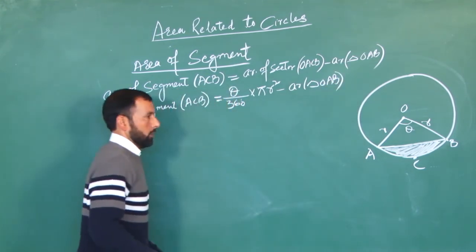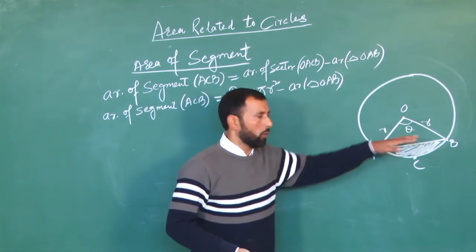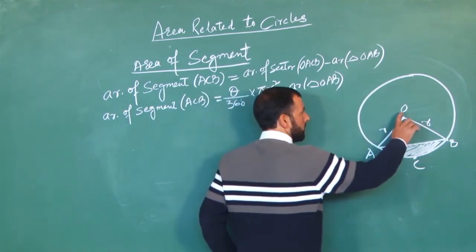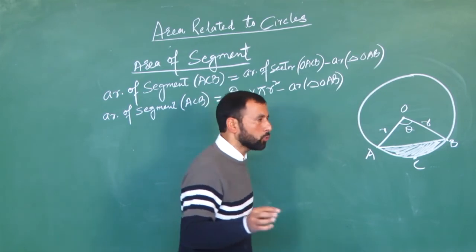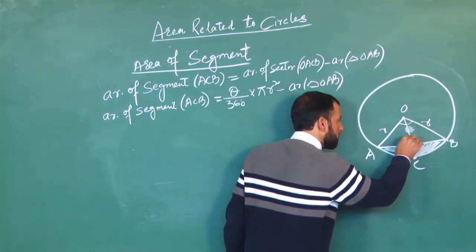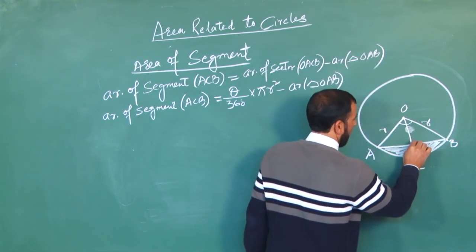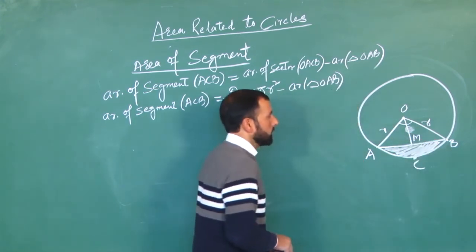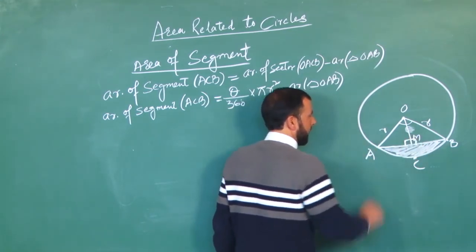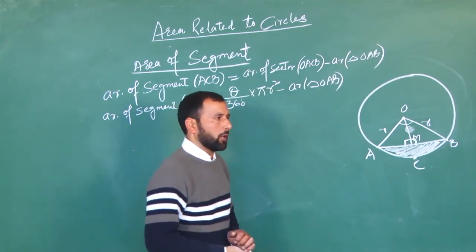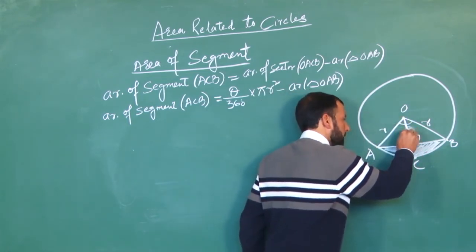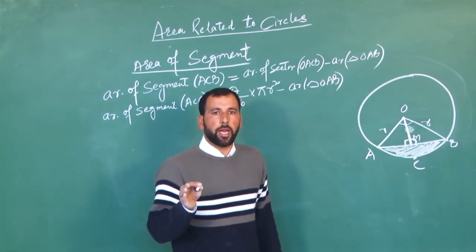But the question arises here, how to find out the area of triangle OAB. This triangle is an isosceles triangle because the two sides OA and OB are the same. For this triangle, we draw a perpendicular on side AB, and let the foot of the perpendicular be M. If it is perpendicular, then this one is a 90 degrees angle, and this one is also 90 degrees. So when we draw a perpendicular in an isosceles triangle, it divides the triangle into two congruent triangles.